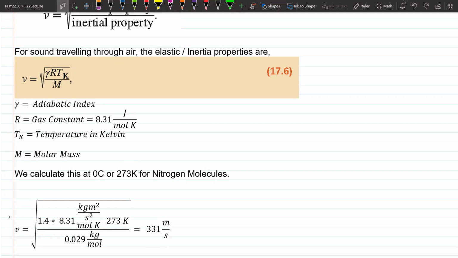8.31, and this has some of these funky units of joules per mole per Kelvin. The temperature is going to be in Kelvin because when we're dealing with science, you always want to use an absolute scale. Definitely don't use Fahrenheit. Celsius you can kind of deal with because you can just subtract or add 273 to it. Okay, M is the molar mass.